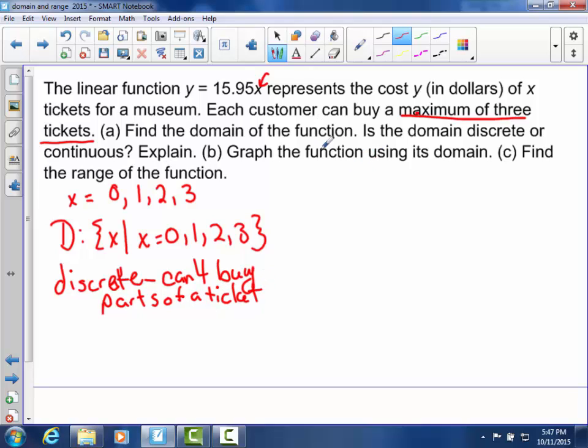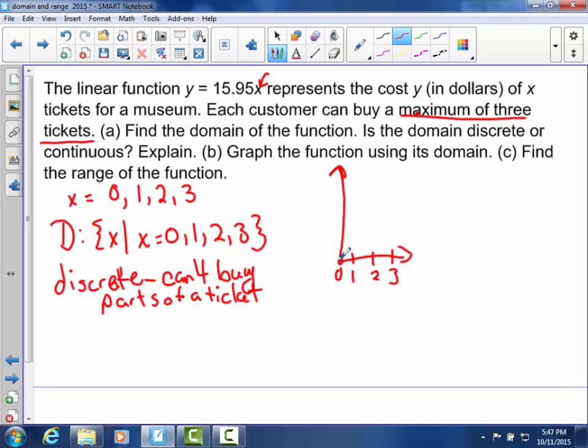All right, graph the function using its domain. So if we're going to graph the function, we need an x and a y coordinate. Since we're talking about tickets and money, that's all going to be positive, so I'm just going to do a first quadrant graph where all the numbers are positive. And my domain was 0, 1, 2, and 3. And I know that each ticket is $15.95.